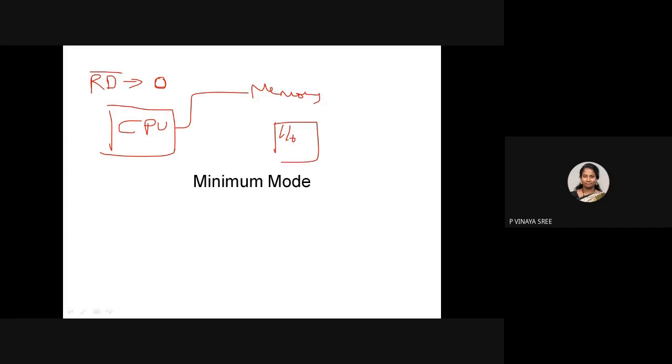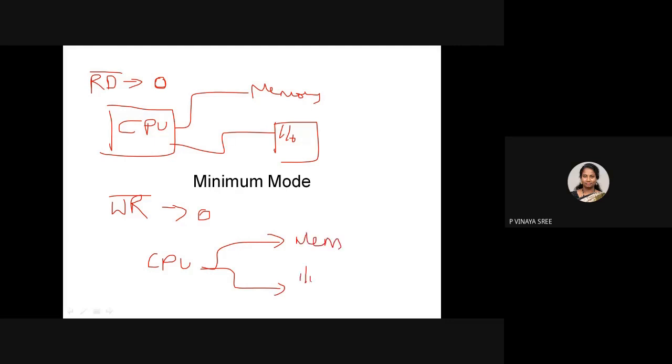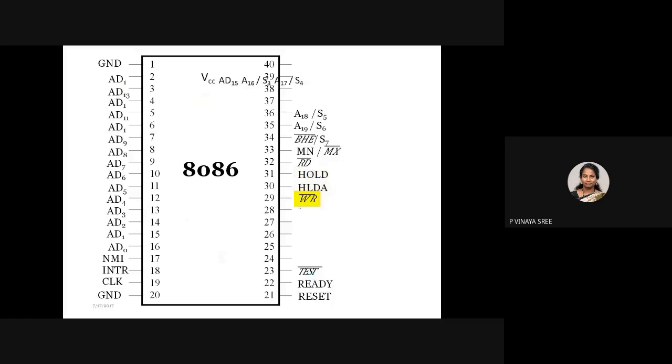Similarly, we have a write pin also. Write pin means what? Write bar, which is also an active low pin. If the signal is low, that indicates the processor is writing into memory or IO, depending on what it is doing. So the processor will either write to memory or write to IO devices. That is about write.